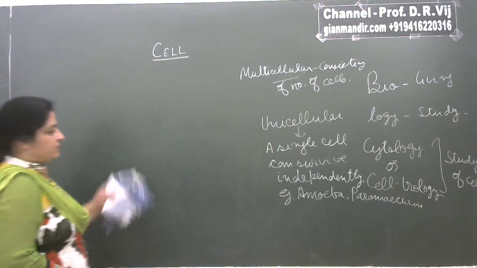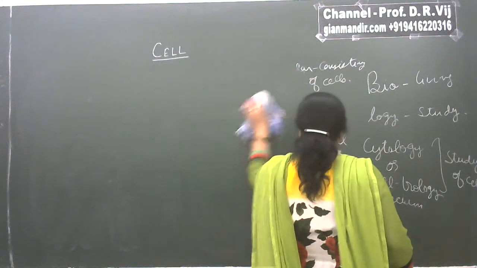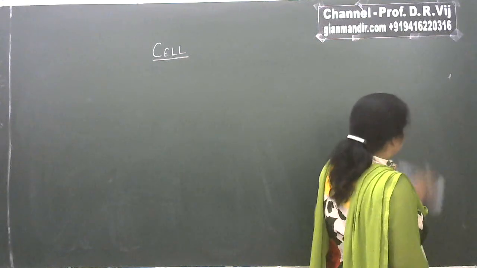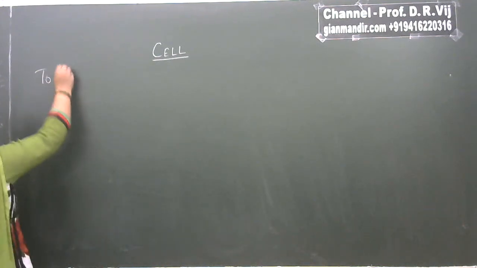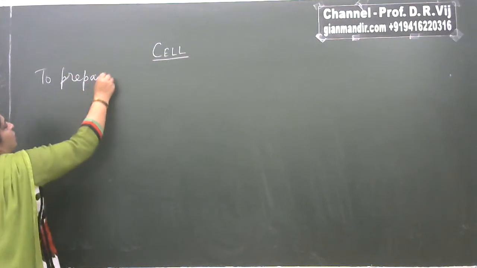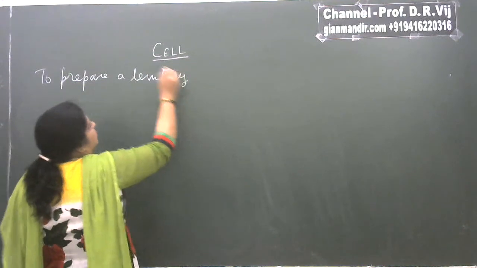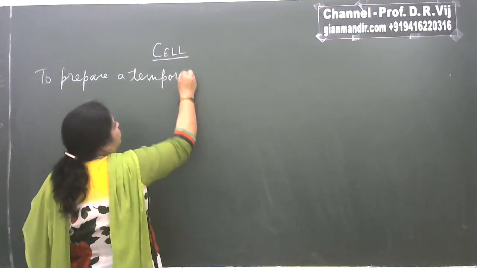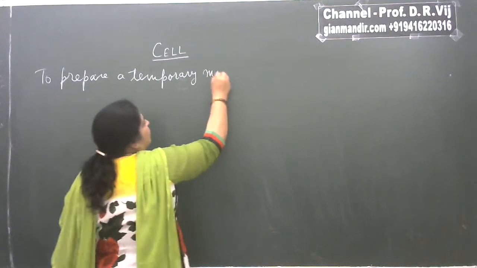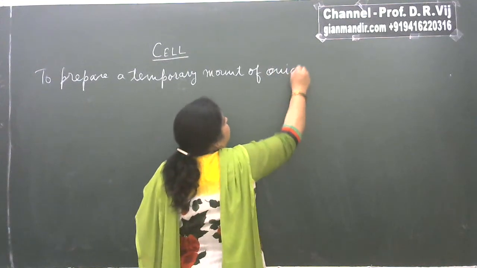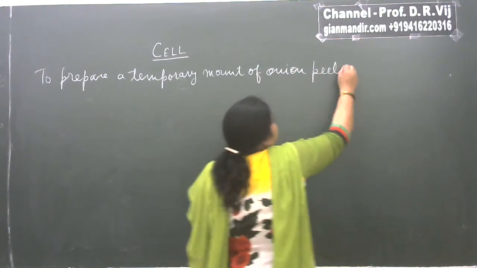So as I was saying, with the help of a few activities, we can prove that all organisms, whether plants or animals, are made up of cells, right? So here we can do an activity to prepare a temporary mount of onion peel cell.